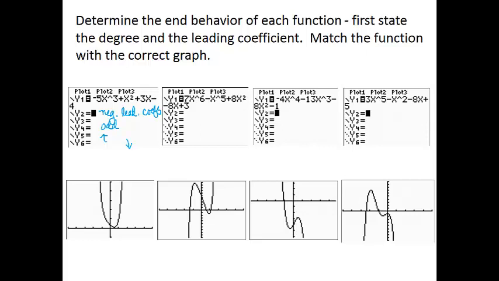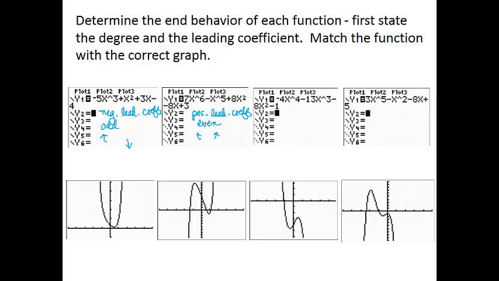7x to the 6th minus x to the 5th plus 8x cubed minus 8x plus 3 is our next example. In this case, we have a positive 7 as our leading coefficient, so we have a positive leading coefficient. The degree is 6, which is an even degree. So an even with positive, I need you to think about x squared, and that's going to go up in both the left and right directions.